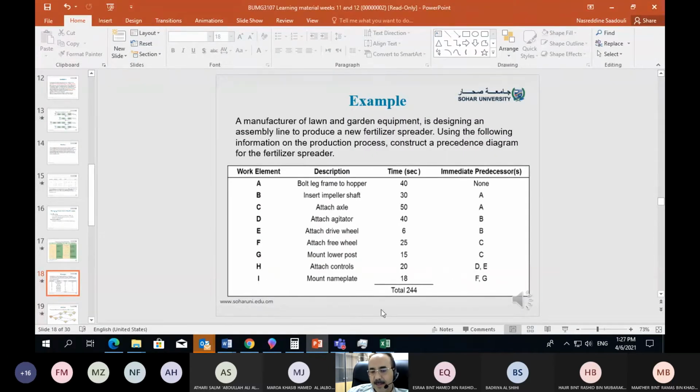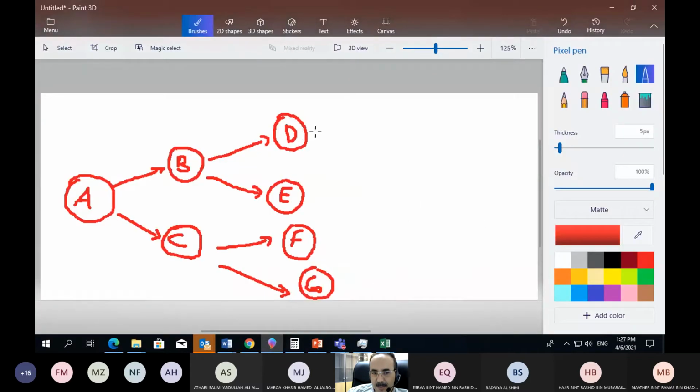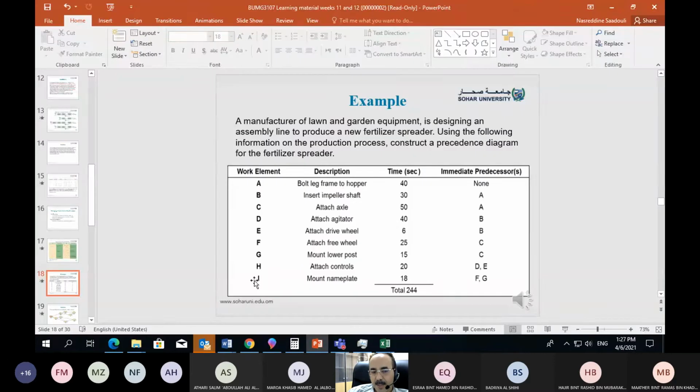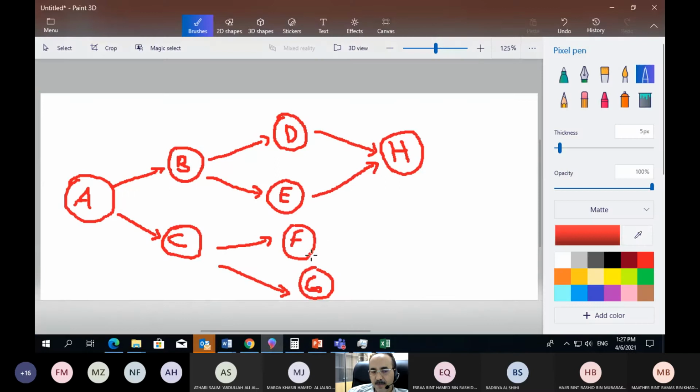H has D and E as predecessors. What does that mean? Well, D and E both point to H. And finally, I has F and G as predecessors. So from F and G, we have arrows pointing to I. This is a precedence diagram, which is exactly the same as a project network. The exact same technique, the exact same way we use it. Each activity is represented by a node, and they are linked together by these arrows.